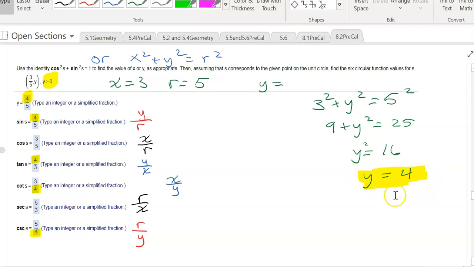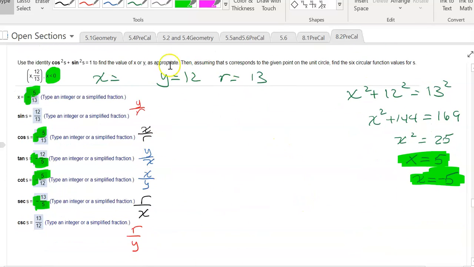Once you get to here, this answer can be positive or negative, so we need to look back at what we're given here. So it tells us our y value is greater than 0 or positive. That's how I know that this is positive 4 instead of negative 4. And then we have all of our ratios from earlier. We know our x, our y, and our r values, so we just simply plug those in and simplify if necessary.